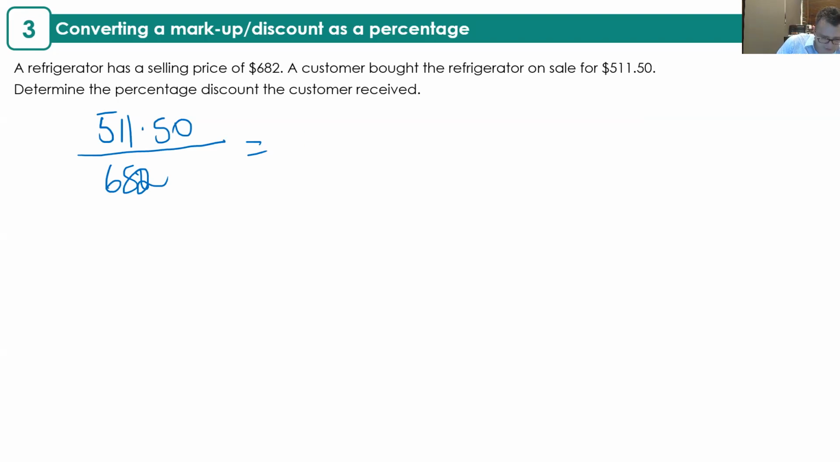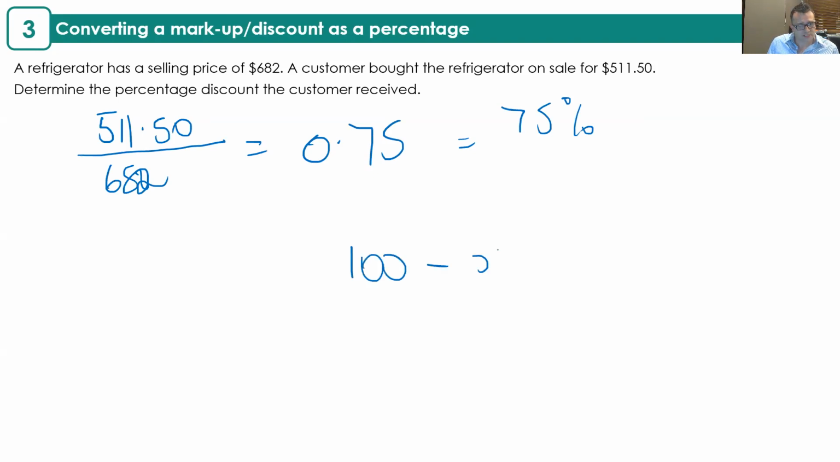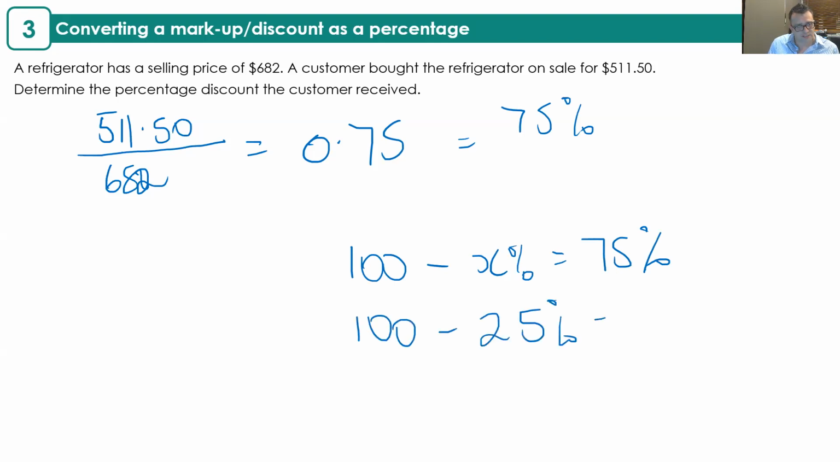So that is going to give us 511.5, I'm just using my calculator, divided by 682. So we end up with 0.75 or 75%. So the amount that was paid in the end was 75%. So backtracking, 100 minus the discount percentage equals 75%. So 100 minus 25% is 75%. So we can work out on this one reasonably quickly that the discount was a 25% discount because the end ratio was 75%.